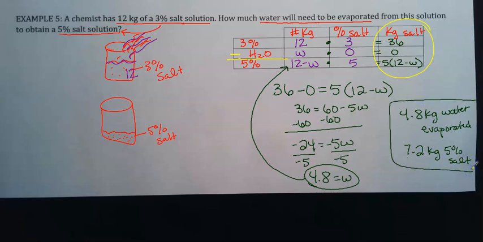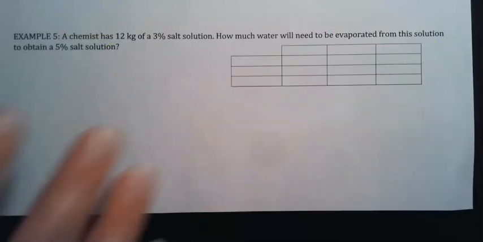Did we answer the question? How much water will need to be evaporated from the solution? Oh, so our answer is actually just the 4.8 kilograms of water needs to be evaporated. We didn't even have to figure out how much 5% salt we needed, right? So that's the thing. I want you to recognize sometimes you can find too many answers as well. Okay, very good. I could ask you this question, how much solution would remain? Well, 7.2 kilograms. All right, so again, any mixture at all, you can use the same setup. Okay, so we're going to have lots of those.